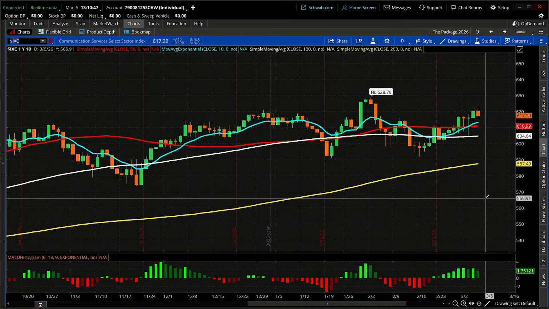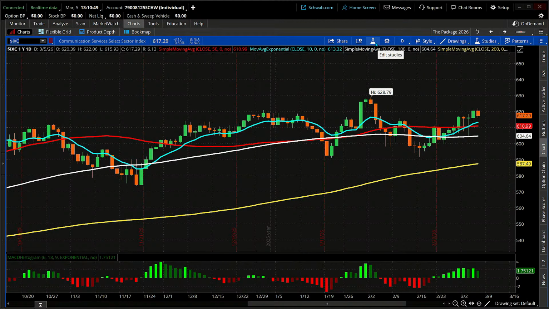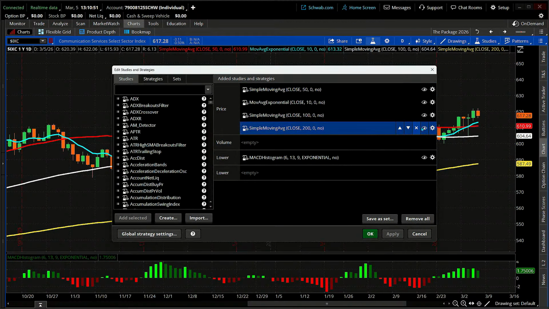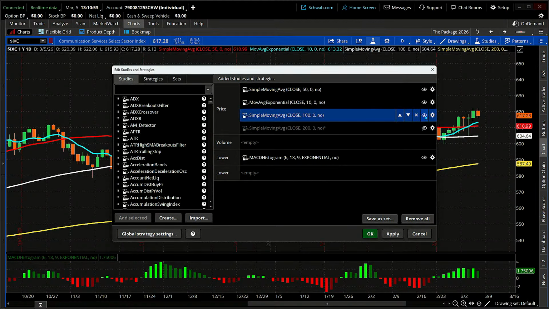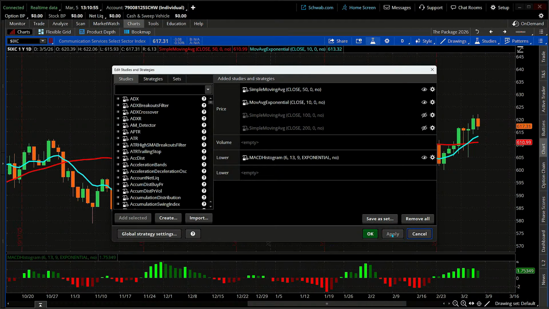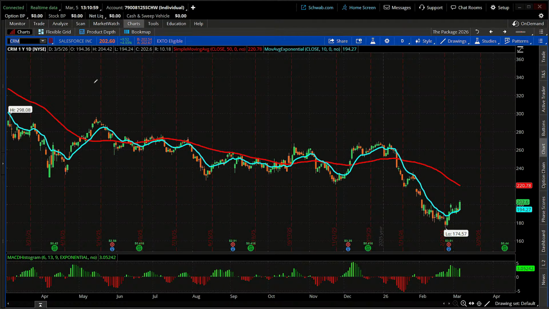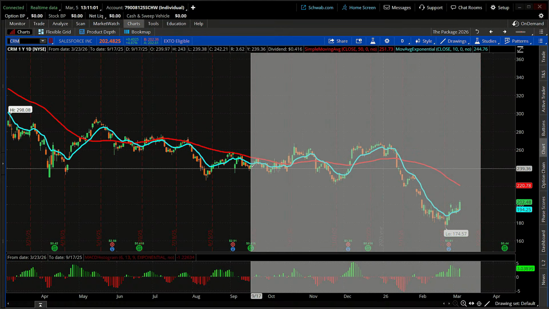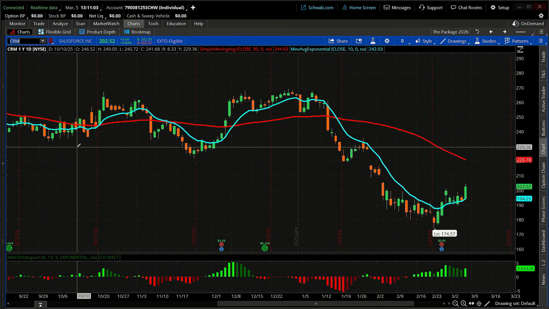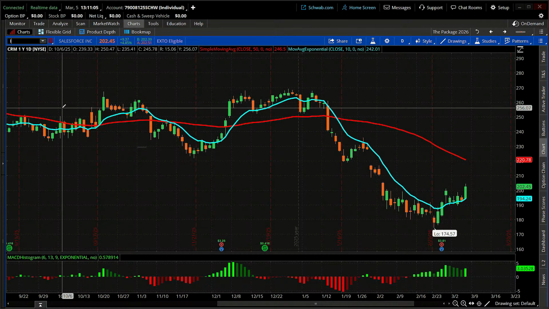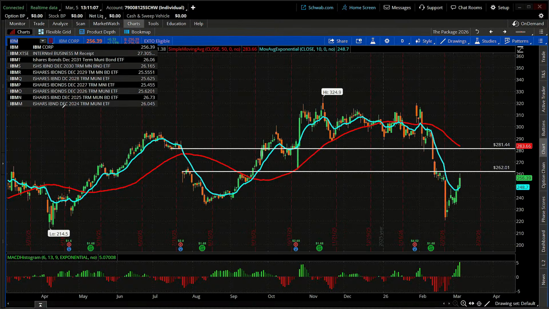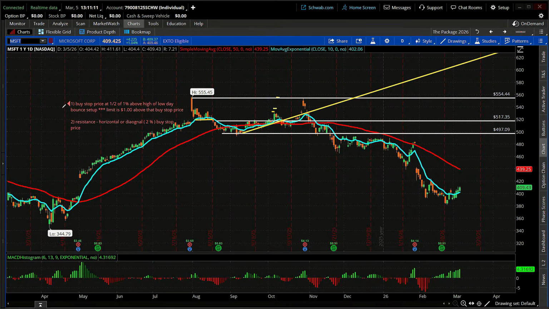If I pulled up some of these Dow stocks, let me just turn those moving averages off. Now, let me show you a couple Dow stocks. Let me show you what I mean by canary in the coal mine. Why is Salesforce going up? Why is IBM going up? Why is Microsoft starting to show signs of reversal?